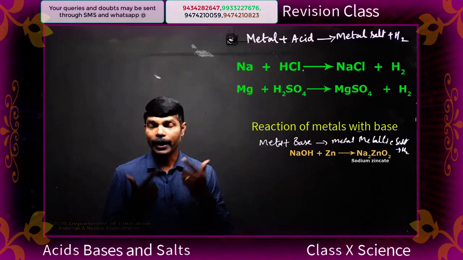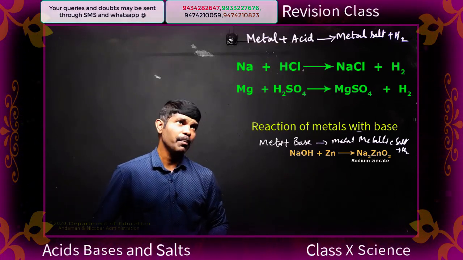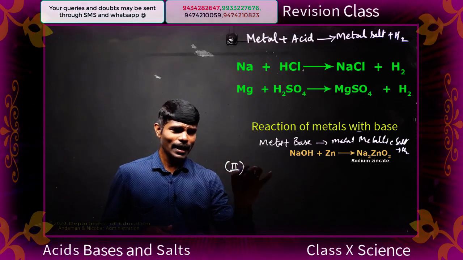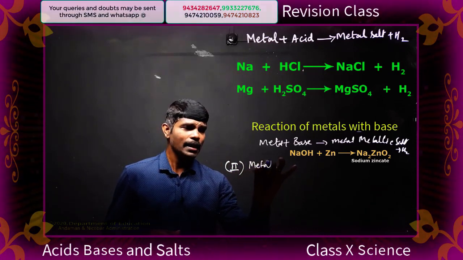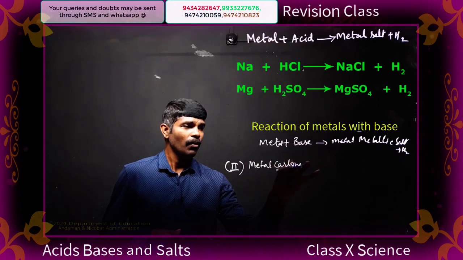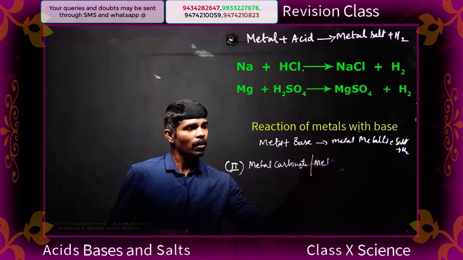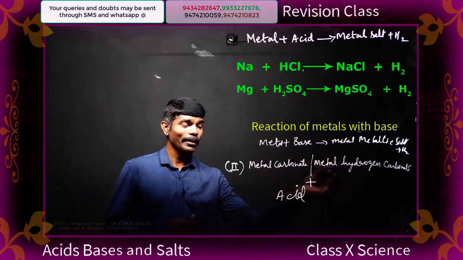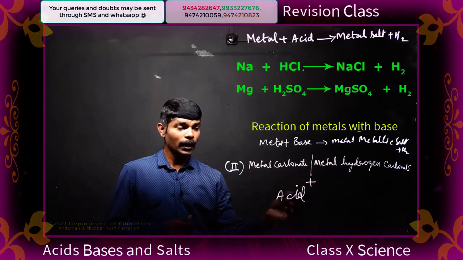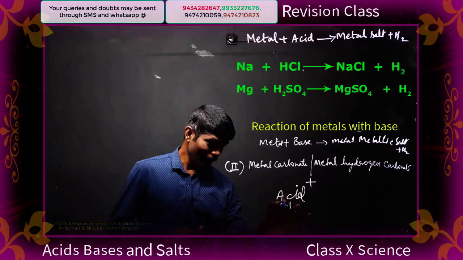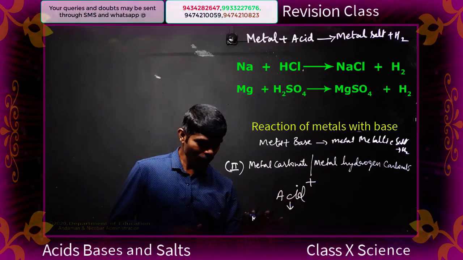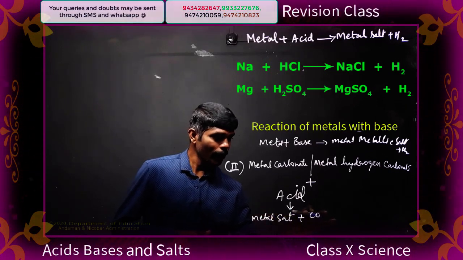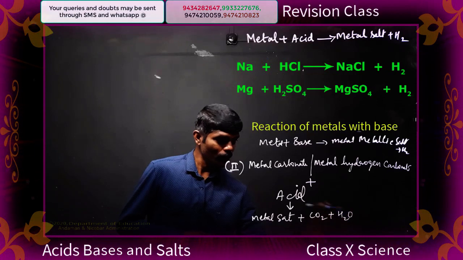Now we see the second chemical property. This is also very important. Let us understand the second chemical property with an example. What happens when metal carbonate or metal hydrogen carbonate reacts with acid? What will we produce? Here we will get the corresponding metal salt plus carbon dioxide plus water.